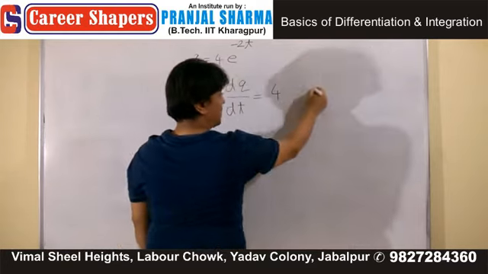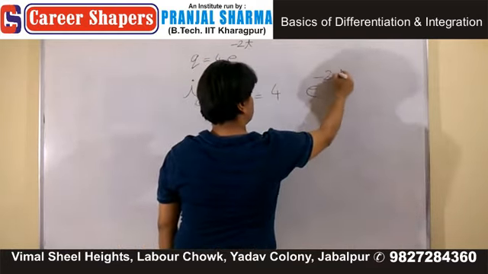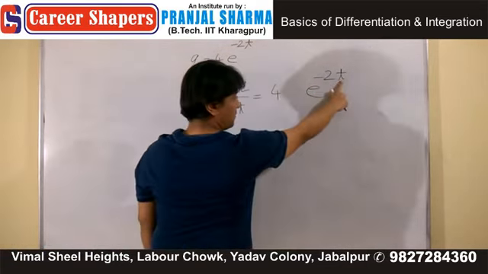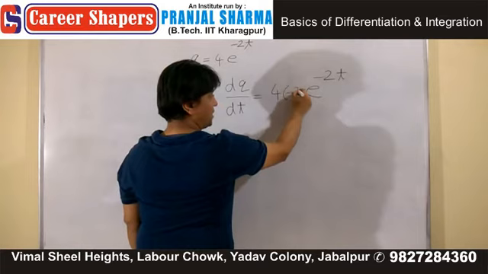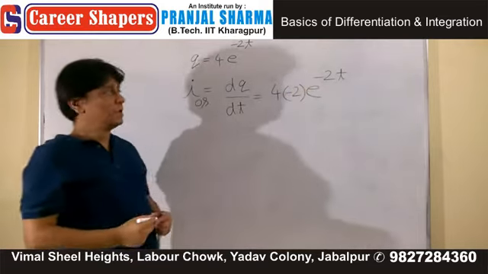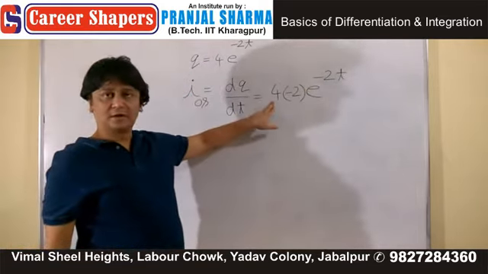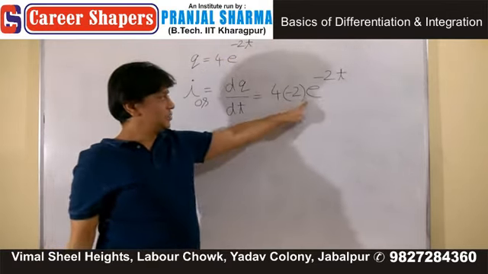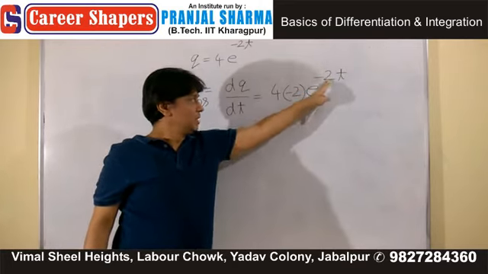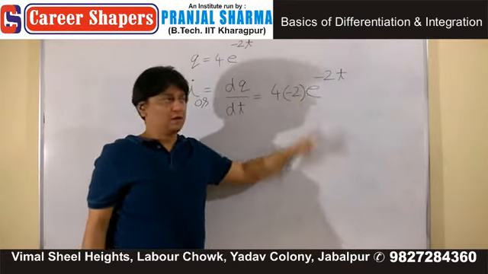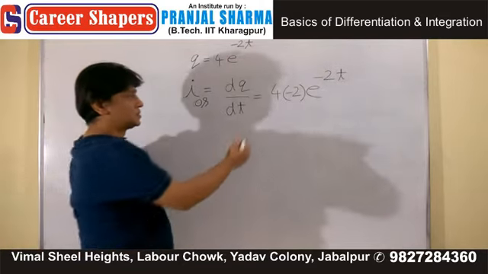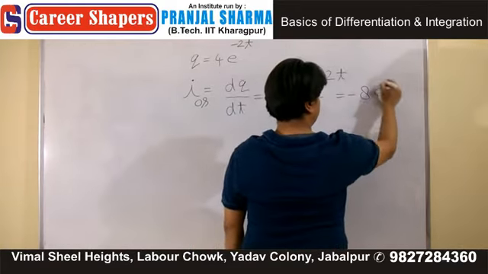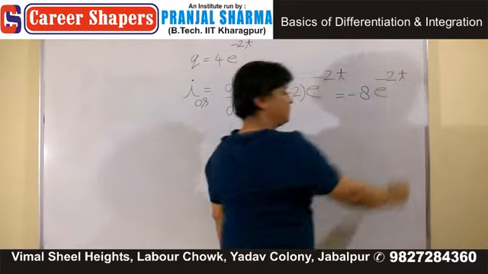Differentiation of e to the power minus 2t is e to the power minus 2t multiplied by the coefficient of t. So you will multiply by the coefficient of t. Keep the 4 intact. This is giving you minus of 8 e to the power minus of 2t.